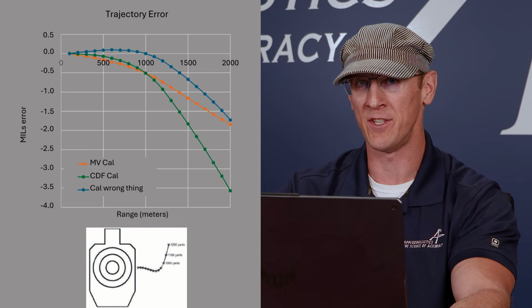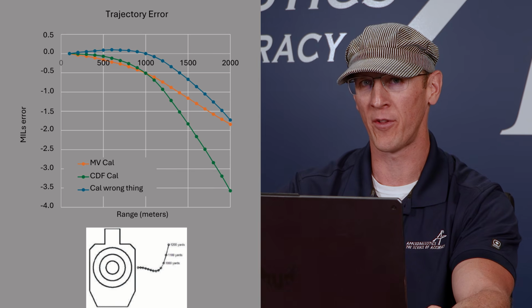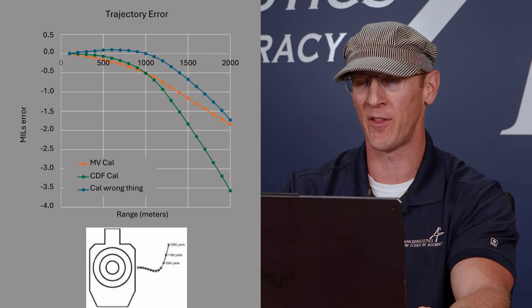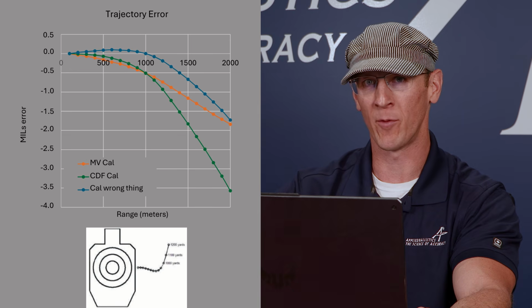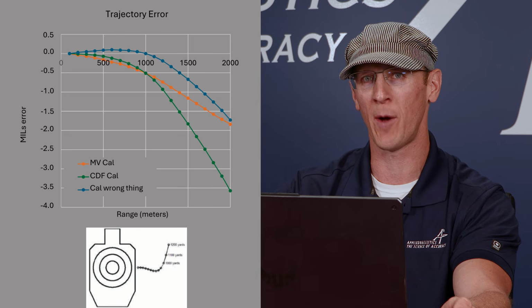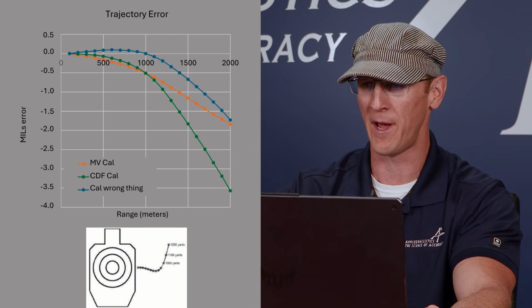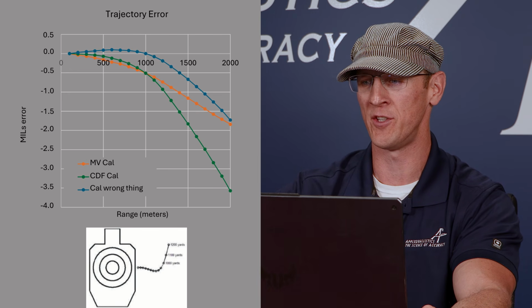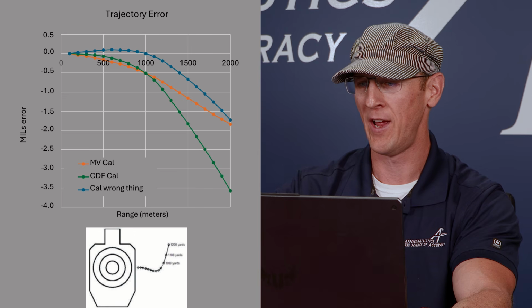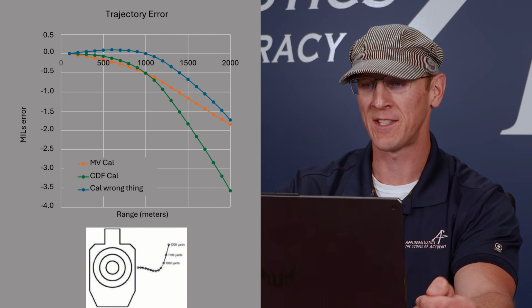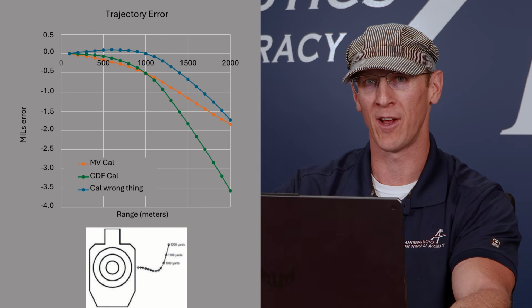But beyond that range, because if you calibrate the wrong thing, you're misrepresenting your trajectory. It's only going to be right at the one distance, and it's going to be wrong everywhere else. And this is how wrong it will be. This is how the error would propagate beyond the range that you trued at or calibrated at. So you can see at 1,500 meters, you've got a 0.7 mil error, and then at 2,000, you've got a 1.7 mil error. That's in the event that you chose the wrong thing to calibrate.